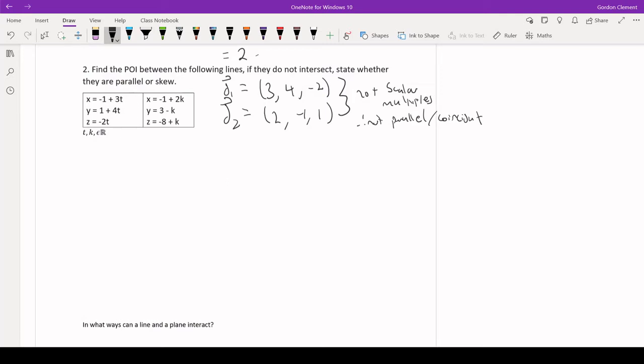So we're down to either these lines are going to cross and have a point of intersection, or they're going to miss each other and be skew with each other. So I'm going to do my substitution. I'm going to set the x things together.